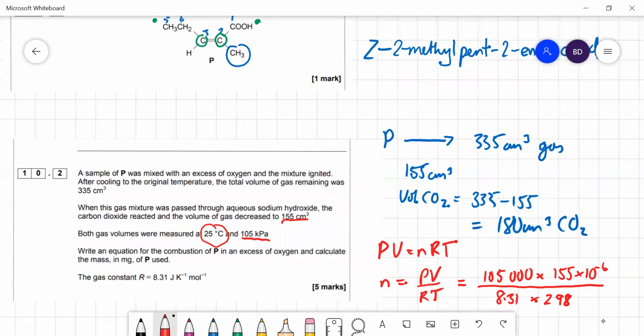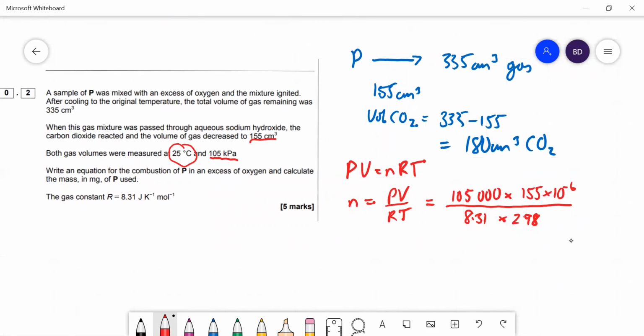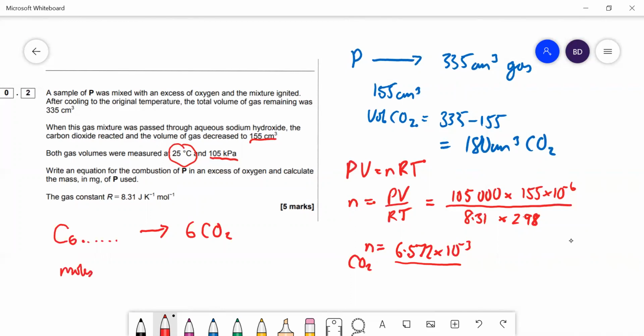So we calculate the values there. That gives us n, the moles of CO2, is going to be 6.572 times 10 to the minus 3. Okay, now P has got 6 carbons in it. So the formula of P is C6, and so on. That means 1 mole of P is going to give us 6 moles of carbon dioxide. So if we've got that many moles of carbon dioxide, how many moles of P did we have? So moles of P is going to be that divided by 6. That gives us 1.095 times 10 to the minus 3.